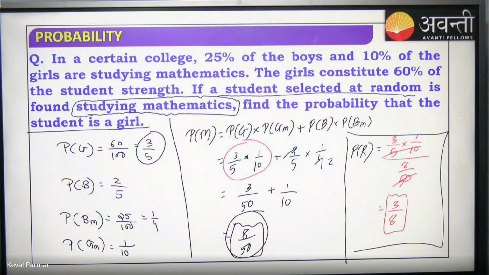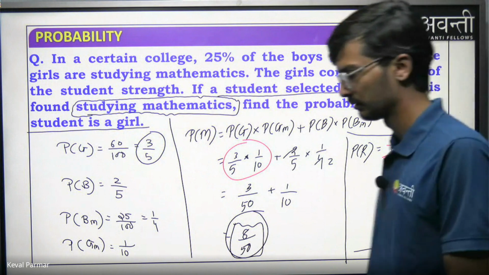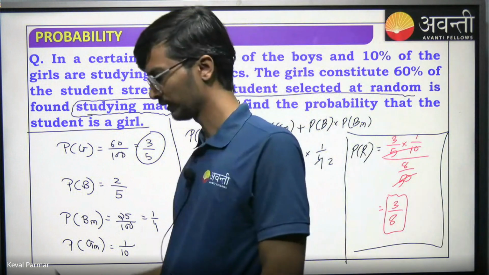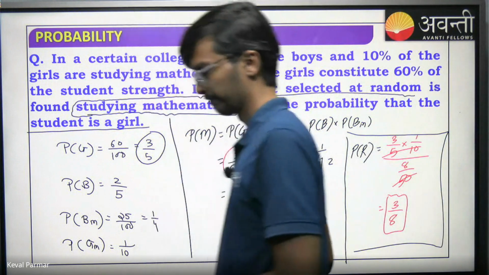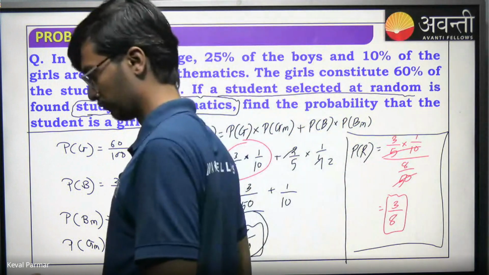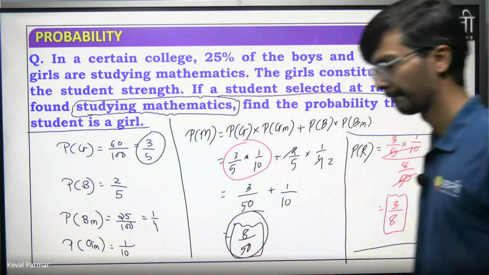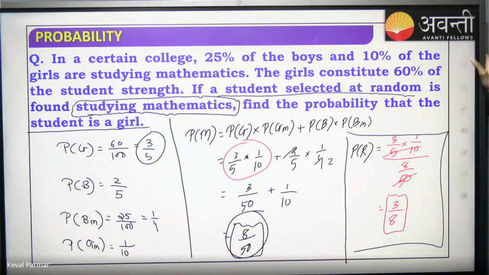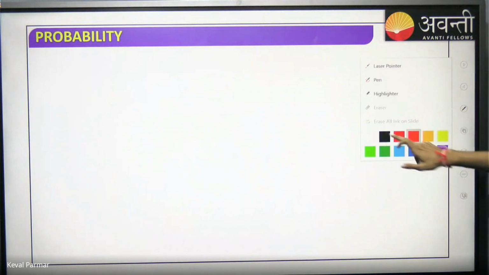I checked the answer, it is 3 by 8. So what you are saying is 100% right, Rice. So is it clear, Manikantha? Should we move to the next question? Okay. Let's try one more.